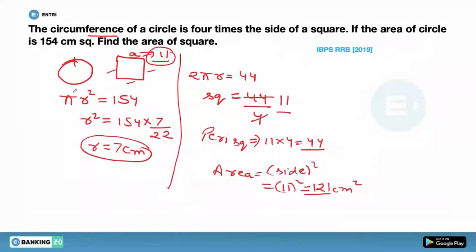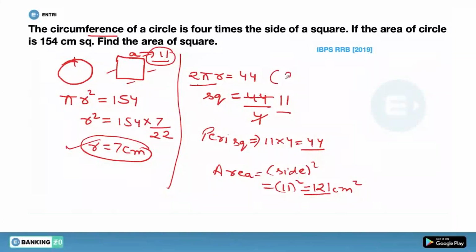Now let's understand this question in a super fast mode. See, the circumference of the circle was given. It is 4 times the side of the square. Fine. So the circumference of the circle is what? It's 2 pi r. Fine. And 2 pi r's value is given what? We are going to solve it by using one more thing, that is it was given that area of the circle is what? Area of the circle is 154 centimeter square. Since I know pi r square is 154, from here I can calculate the value of r, that is 7 centimeter. Now I'll calculate the value of 2 pi r.